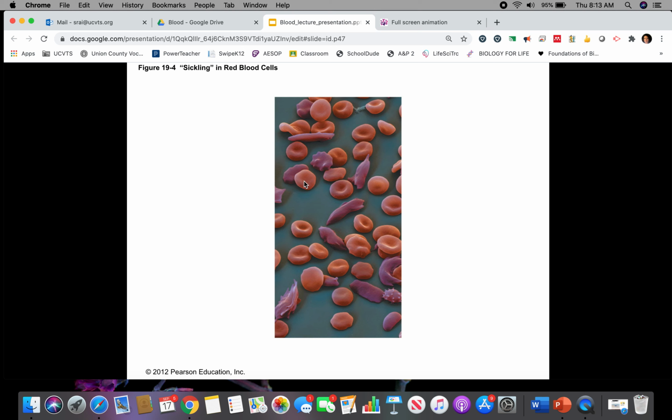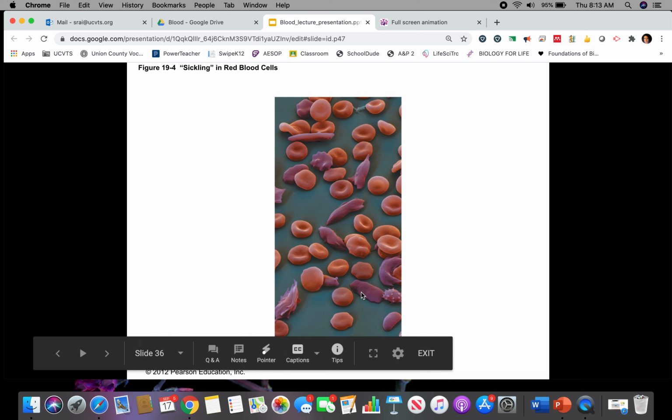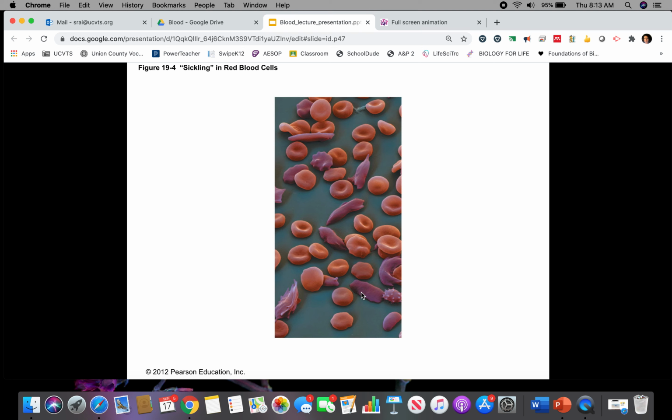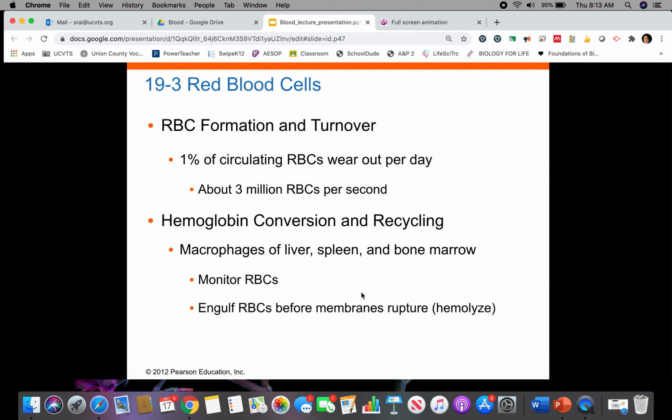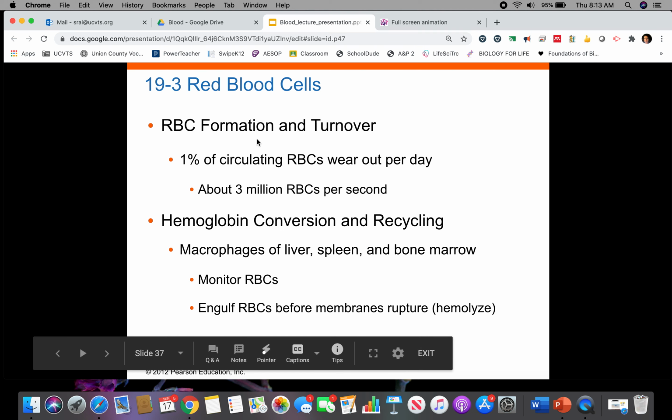The one you see in the pictures with nice biconcave structures, those are natural or normal RBCs, and the sickle ones are a type of RBC that's called sickle cell anemia RBC, and they are formed because of a mutation in the hemoglobin. So we'll talk about that in a little bit. Let's talk about RBC itself.